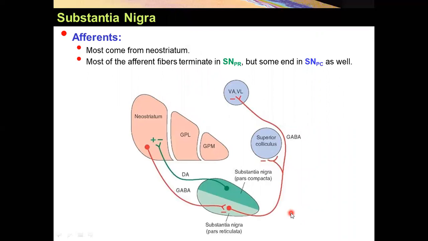Okay, now let's look at the connections of the Substantia nigra. First, we'll look at the afferents of the Substantia nigra. Most come from the neostriatum. Most of the afferent fibers terminate in SNPR, but some of them also end in SNPC, which is not shown here.